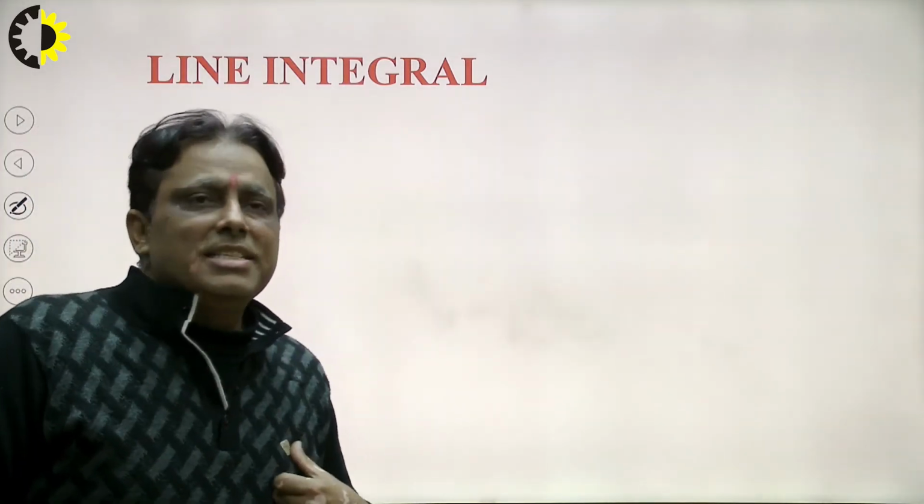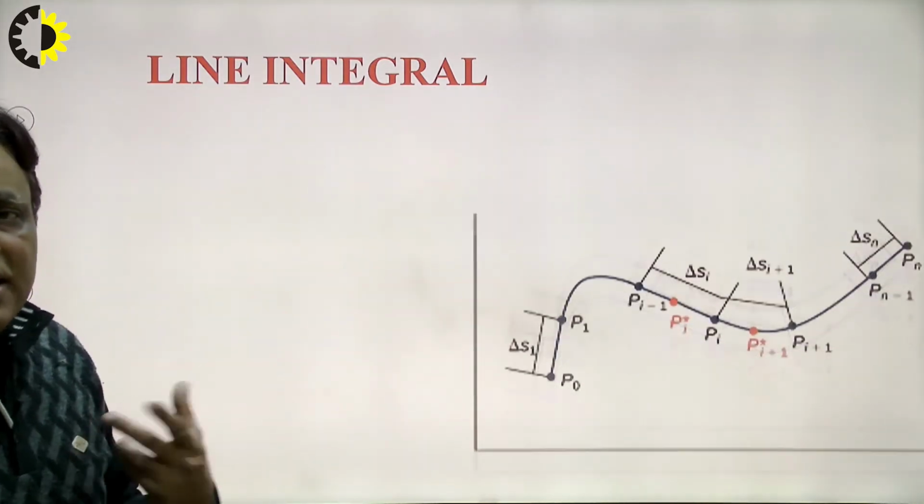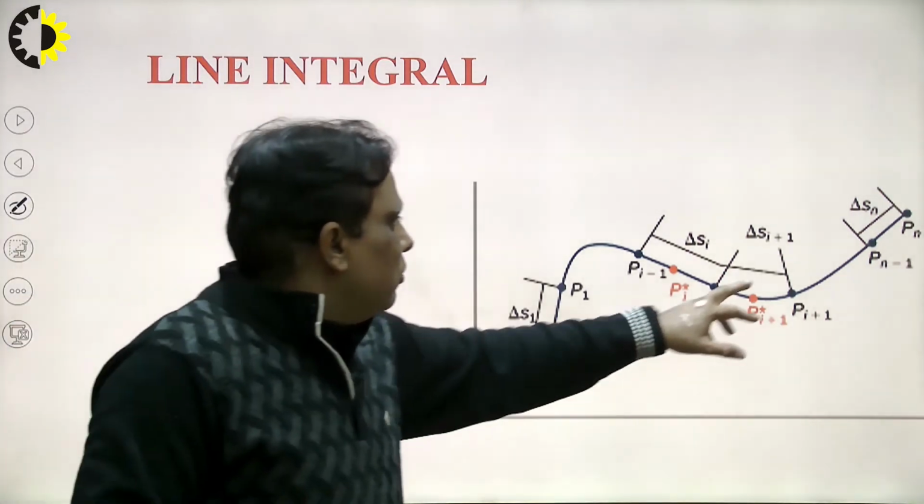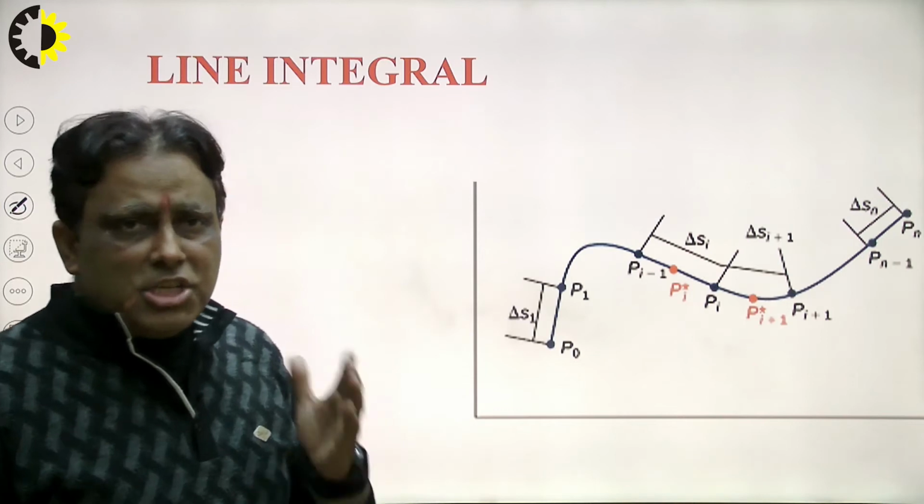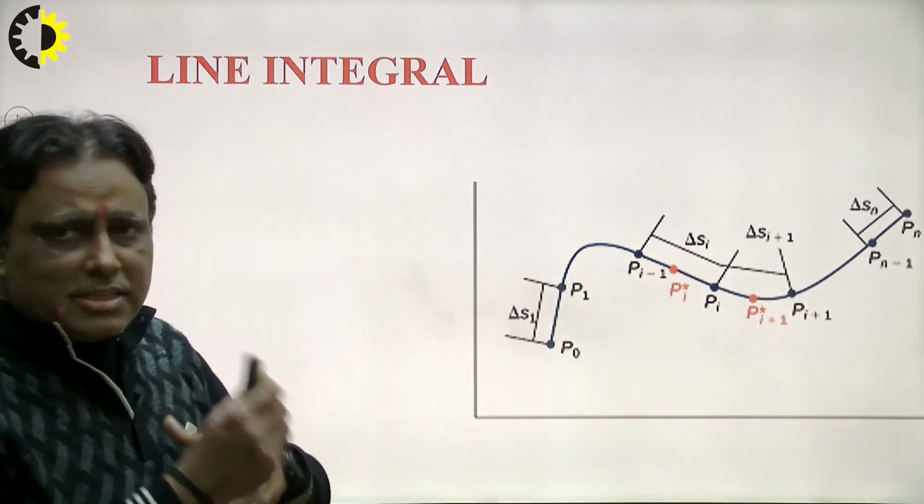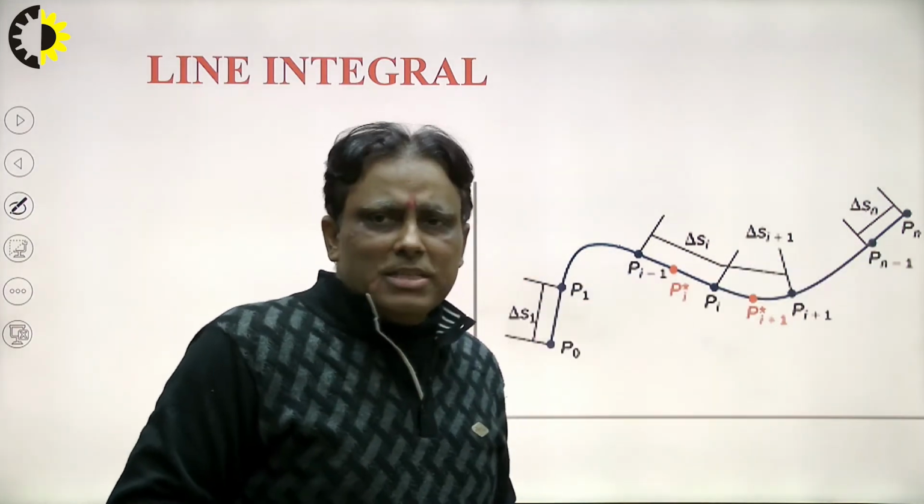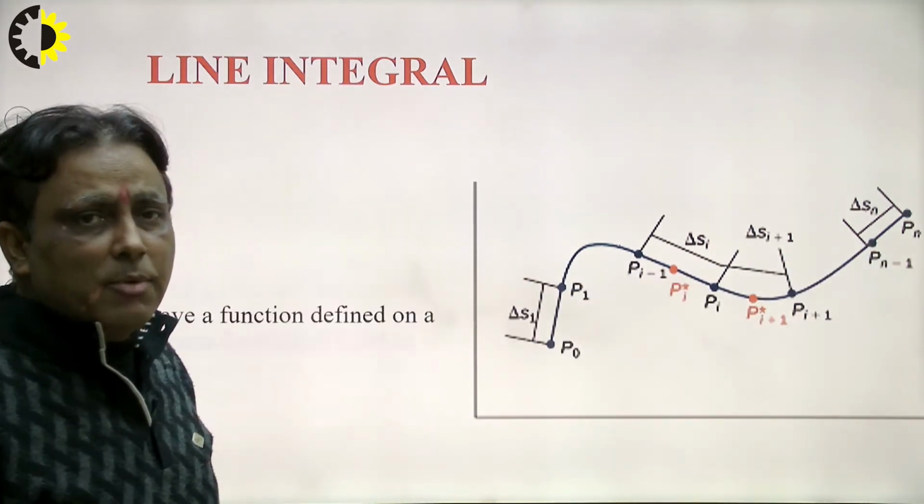Now next is line integral. What is line integral? Line integral means, suppose we have a curve from p naught to pn, we partition this line, that means cut it piecewise. So that is one piece, that is the second piece, and so on piecewise. How to calculate with the help of line integral?